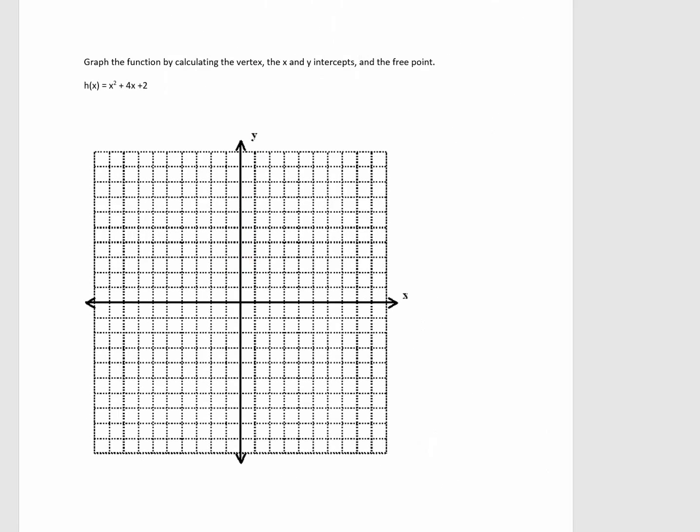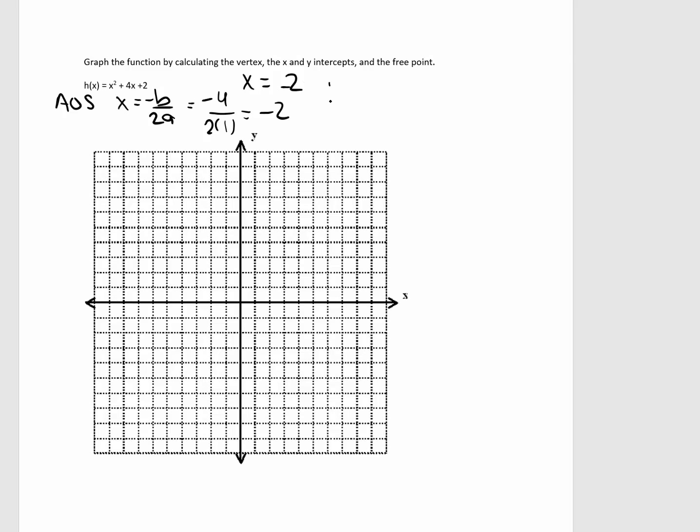Okay, one other example I want to take a look at. Notice the leading coefficient is positive, so I know the parabola is going to open upwards. So first thing I want to do is to determine what my vertex is. But before I do that, I need to figure out what the equation of the axis of symmetry is. So let's write that out. Now we know that will be negative 4 over 2 times 1, which is negative 2. So the equation for the axis of symmetry is x equals negative 2.